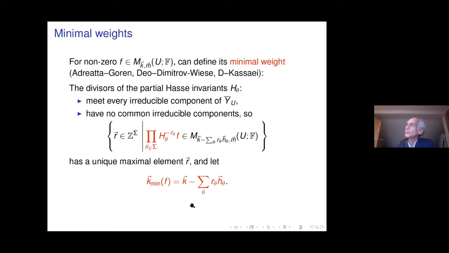So this is also sometimes called the filtration. The filtration of F would be this minimal weight. In the classical setting, this is, I believe, what Serre called it. So in the classical case, these are just integers differing by p minus one, and you're taking the minimum.